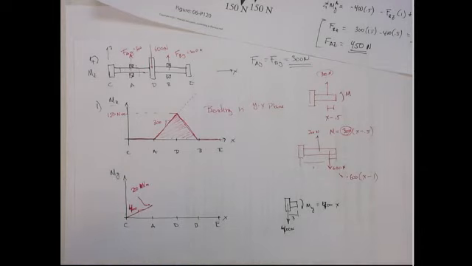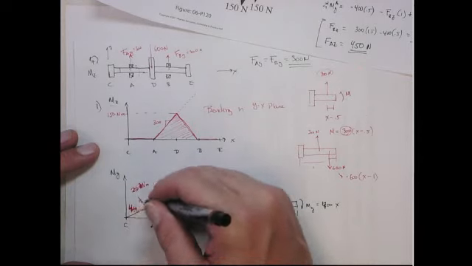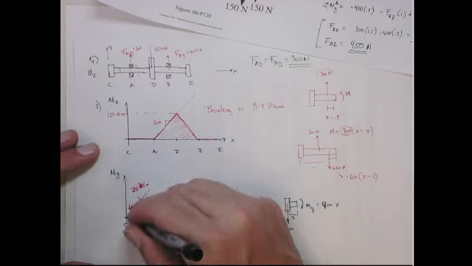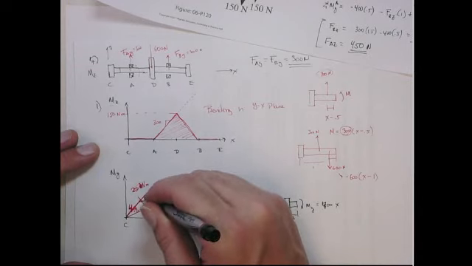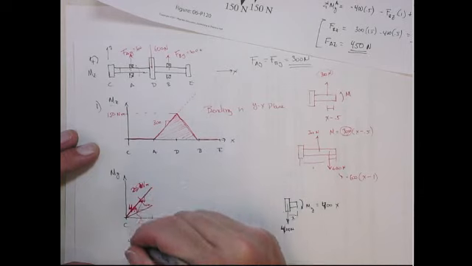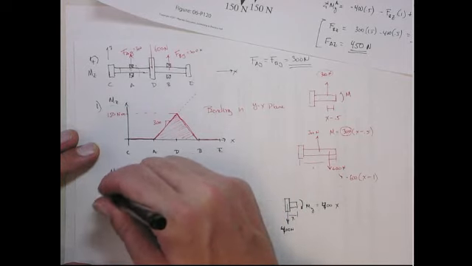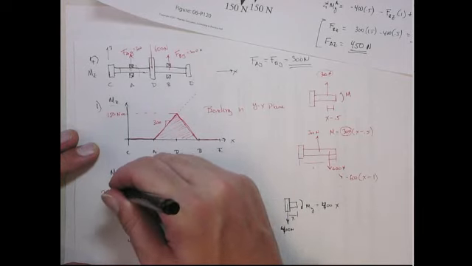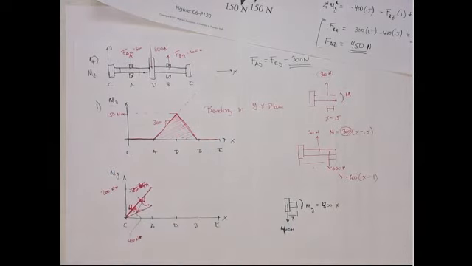Actually, let's make it a little easier to see. I think that'll be the max actually. So let's make that go up to about here. So this slope here is 400 Newton meters. And that means this point here is going to be 200 Newton meters. Okay? So that's up to this point.